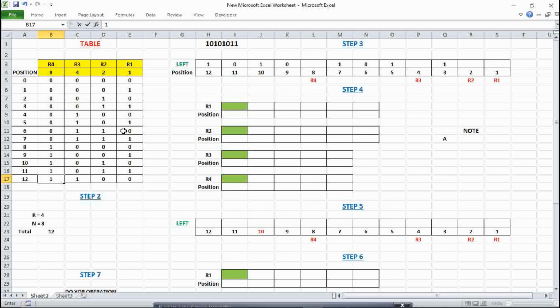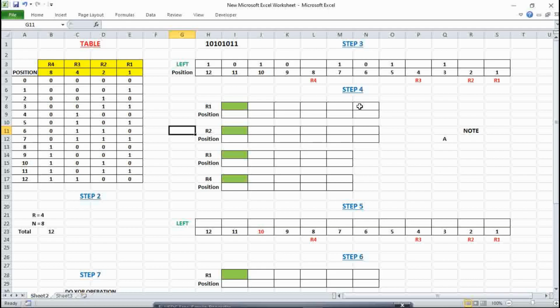The pattern in the R1 column is 0, 1, 0, 1. In R2 it is 0, 0, 1, 1, 0, 0, 1, 1. And the R3 pattern is 4 times 0, 4 times 1. And the R4 pattern is 8 times 0, 8 times 1. After completing the step 2 table, now come to the step 4 table.